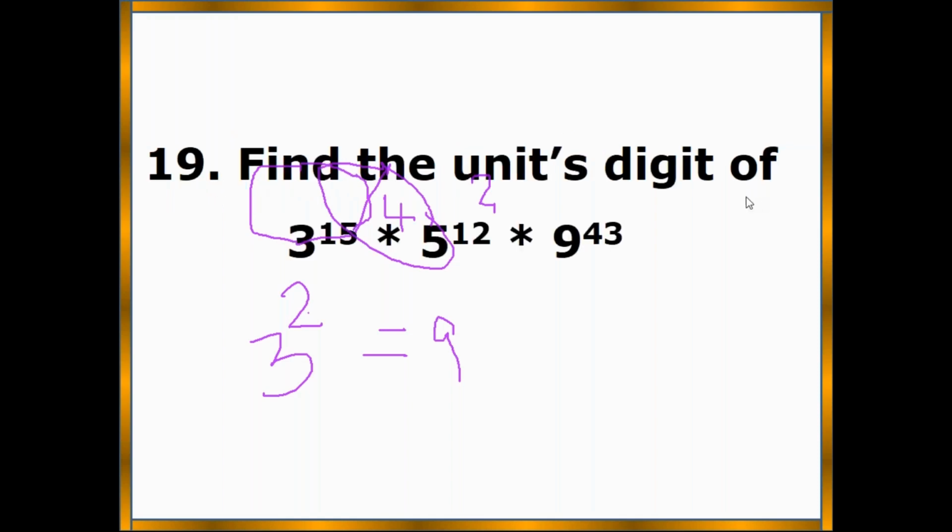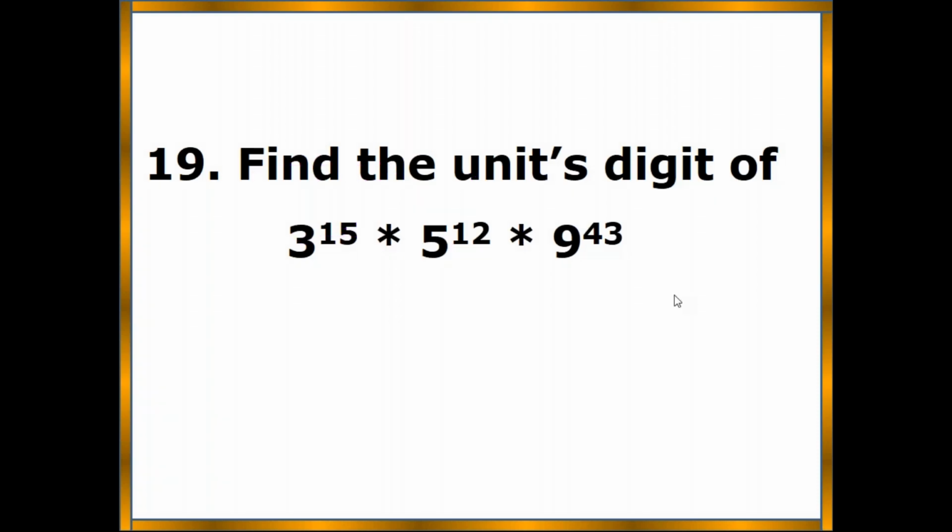3 power 15 into 5 power 12 into 9 power 43. Don't worry about the multiplication. Initially, you have to find individually: 3 power 15, 5 power 12, and 9 power 43.